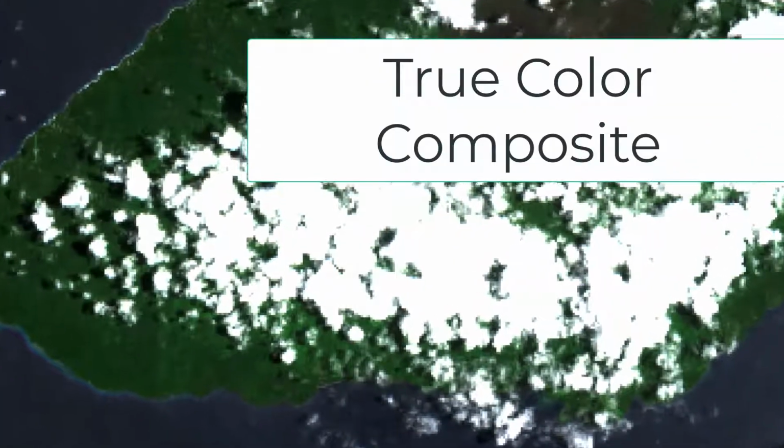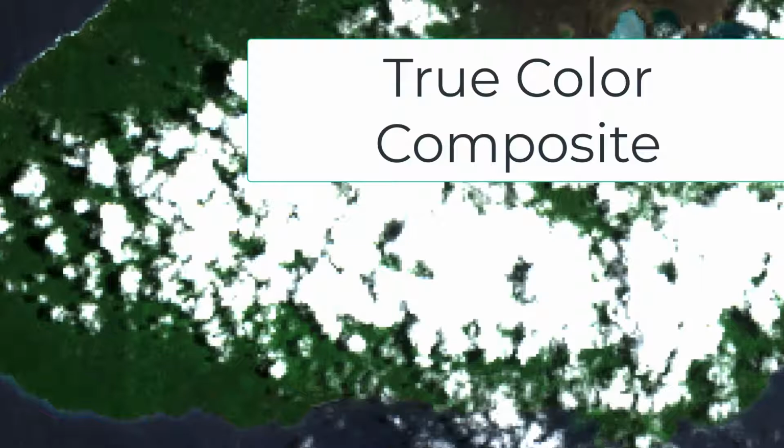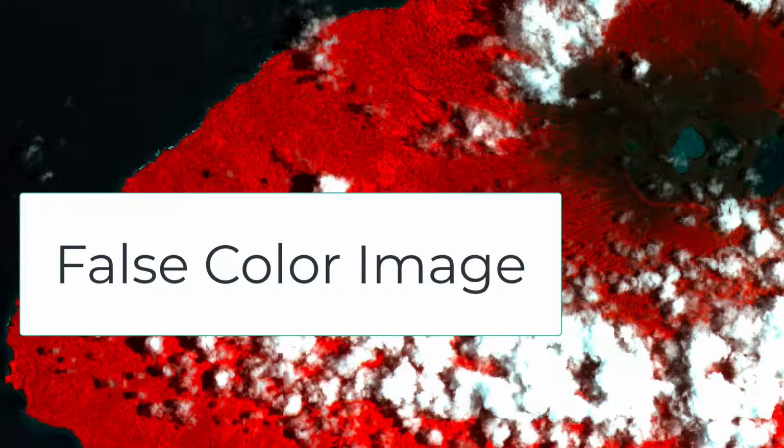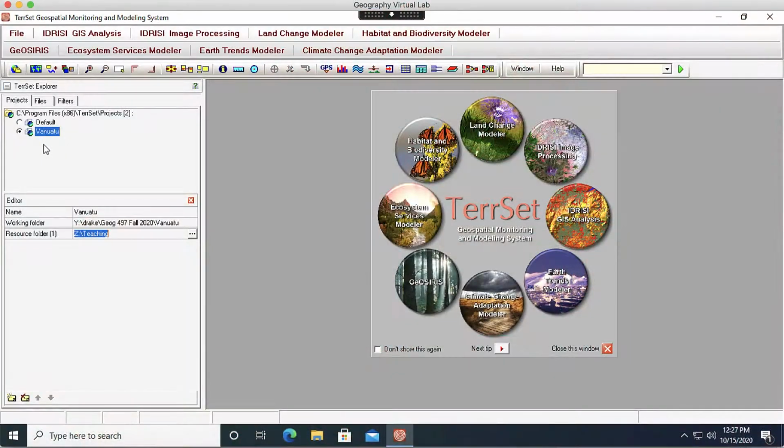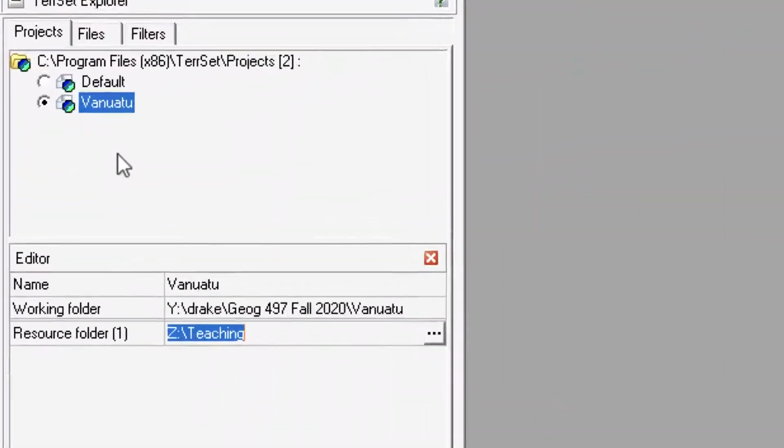In this tutorial, we're going to be looking at how to load satellite images into TerrSet and how you create a true color composite and a false color image as well. All right, so I've already created my project folder, and the instructions for where to find the files are going to be in your assignment details.